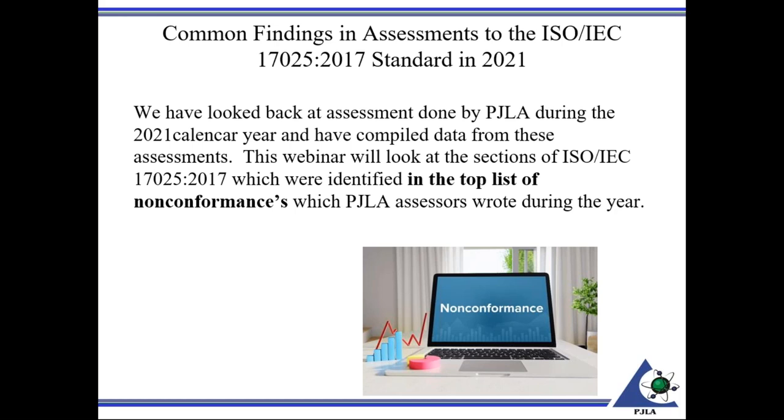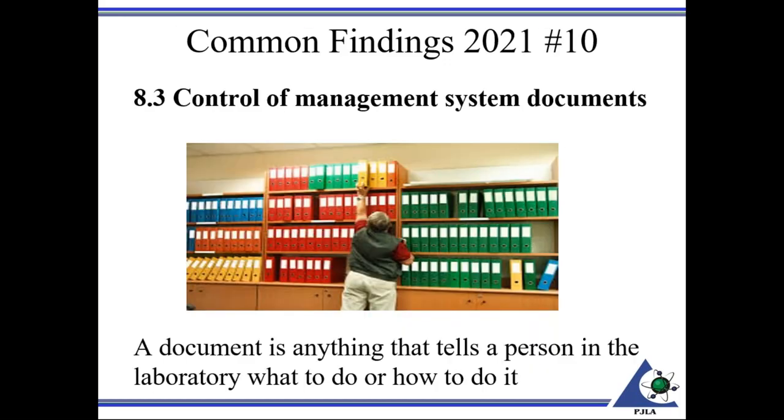We're going to look at perhaps some of the highlights in each section. Not going to go through a clause by clause. We're going to look at examples of nonconformances that were actually written in regard to each of these sections that made the top 10 list. So without further ado, we're going to go ahead and get started. We're going to go from 10 to 1, 1 being the area that had the most nonconformances written. So making it into the top 10 list here, section 8.3, control of management system documents.